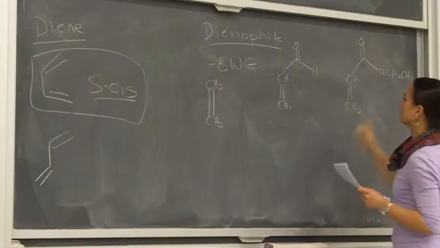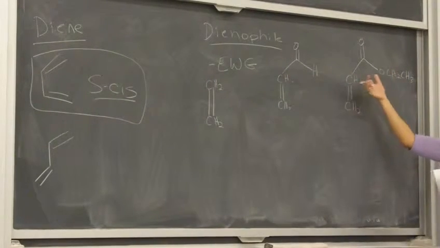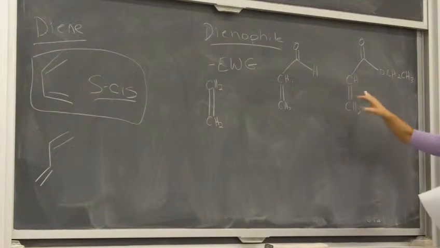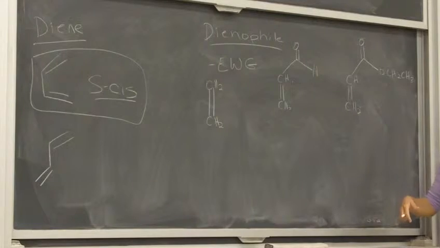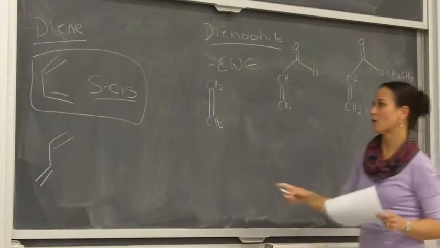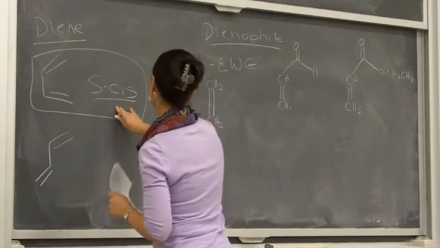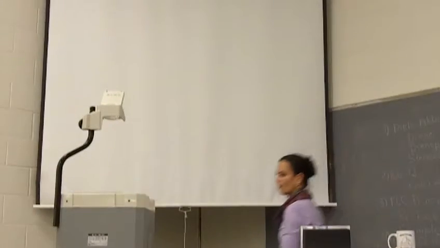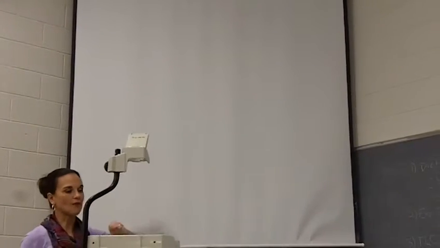Now all of a sudden we've got electron withdrawing groups off of one of these carbons, making this much more reactive to something that has electron density, all right? So S-cis conformation for the diene, electron withdrawing groups are really important for the dienophile. Now the reaction that we're going to use, we've set it up so that we've got all the right pieces together, okay?